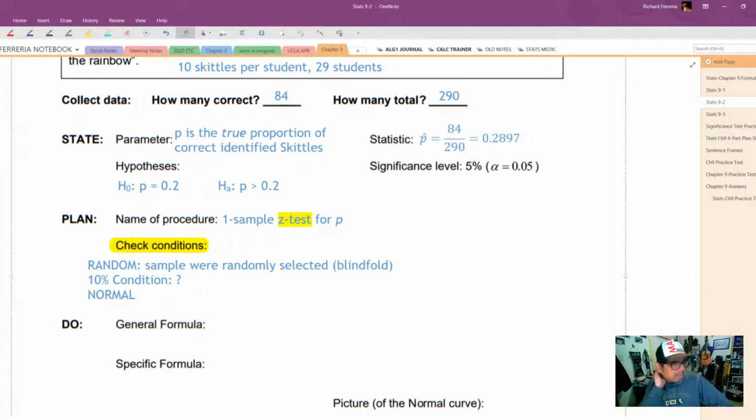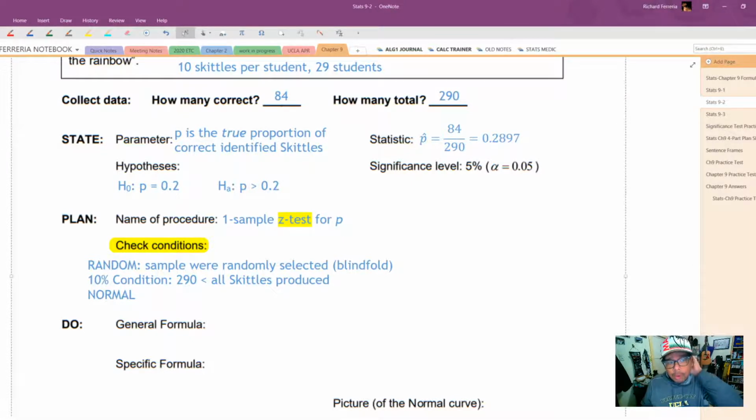What about the 10% condition? Were we sure that we sampled less than 10% of all Skittles? Well, Skittles have been in production for quite a while. We only sampled 290 Skittles. 10 times 290 is 2,900. I'm pretty sure there are more than 2,900 Skittles in production worldwide. So we can say that 290 is less than 10% of all Skittles produced.